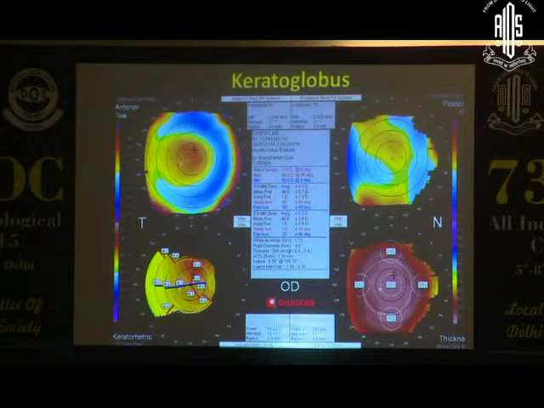And this is another one, keratoglobus. Here you can see keratoglobus. The cornea will be uniformly thin. That is the main catch here. You can see from 7 millimeter to 9 millimeter, everything is uniformly thin, and it will be a little bit steep with a thin cornea. The thickness is about 294 microns.